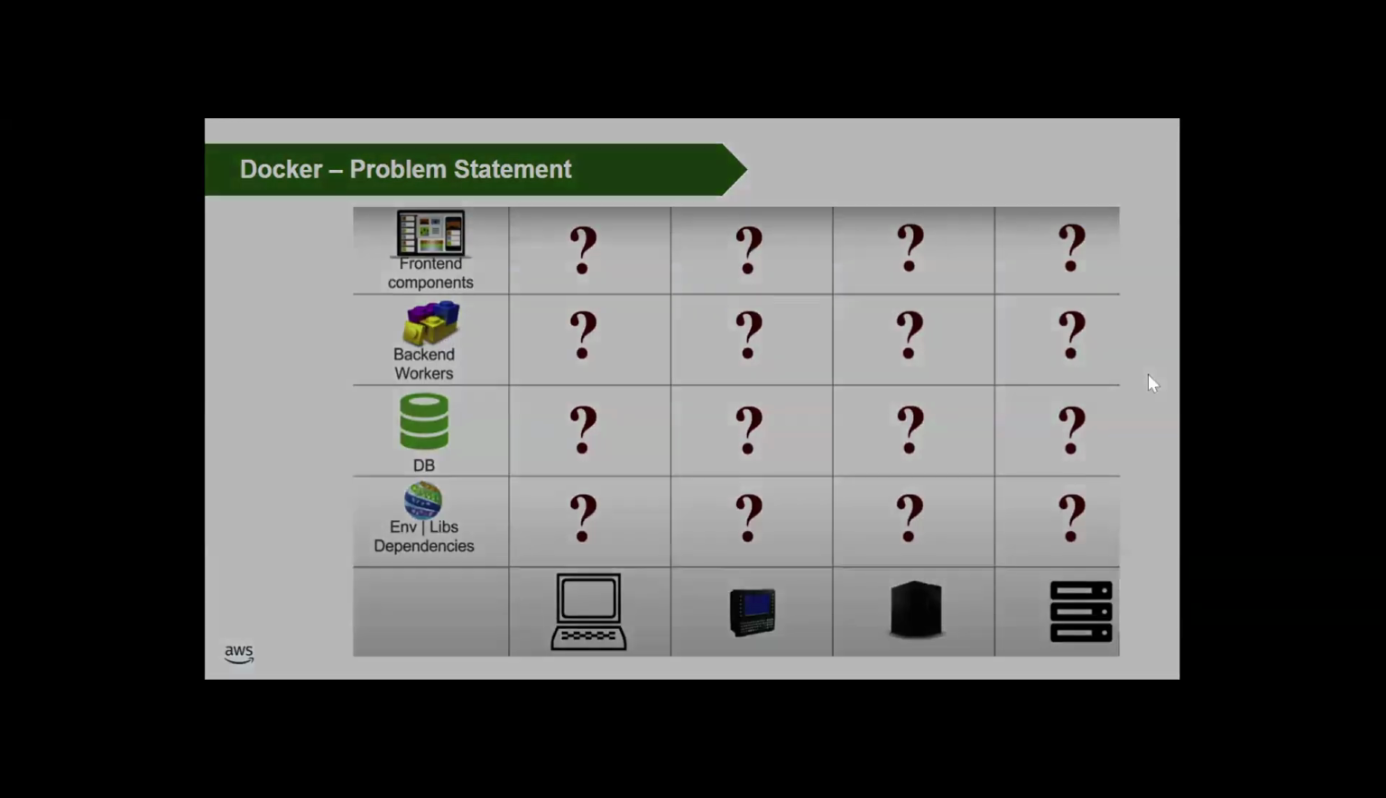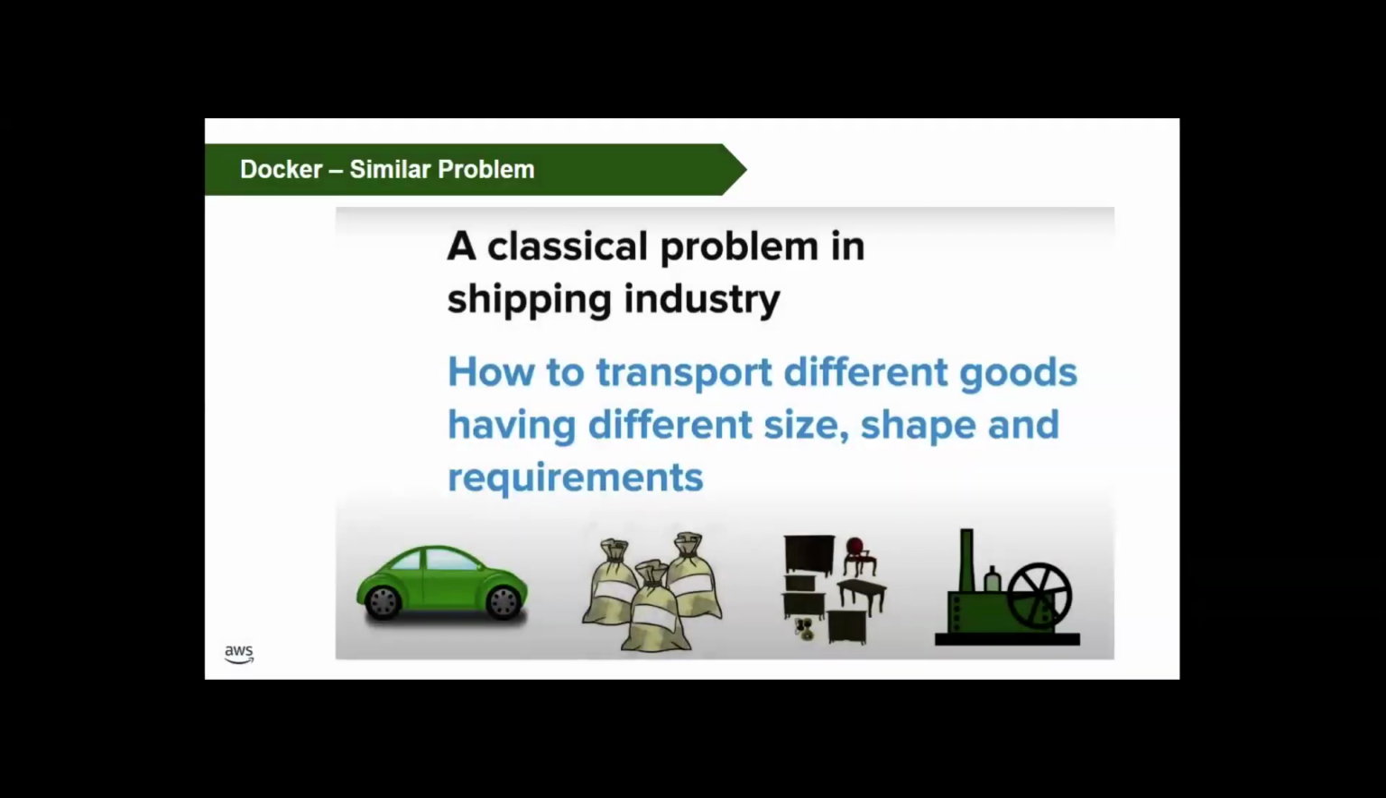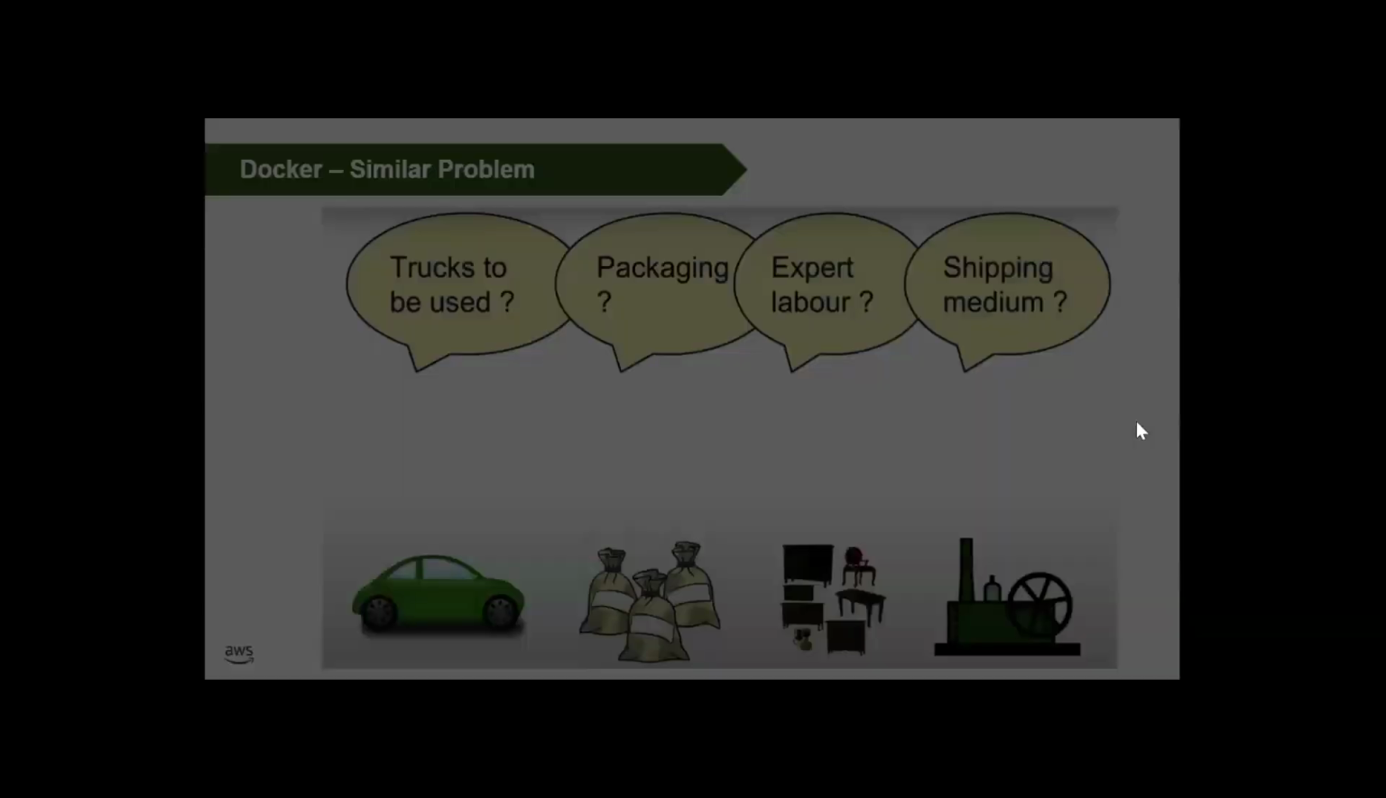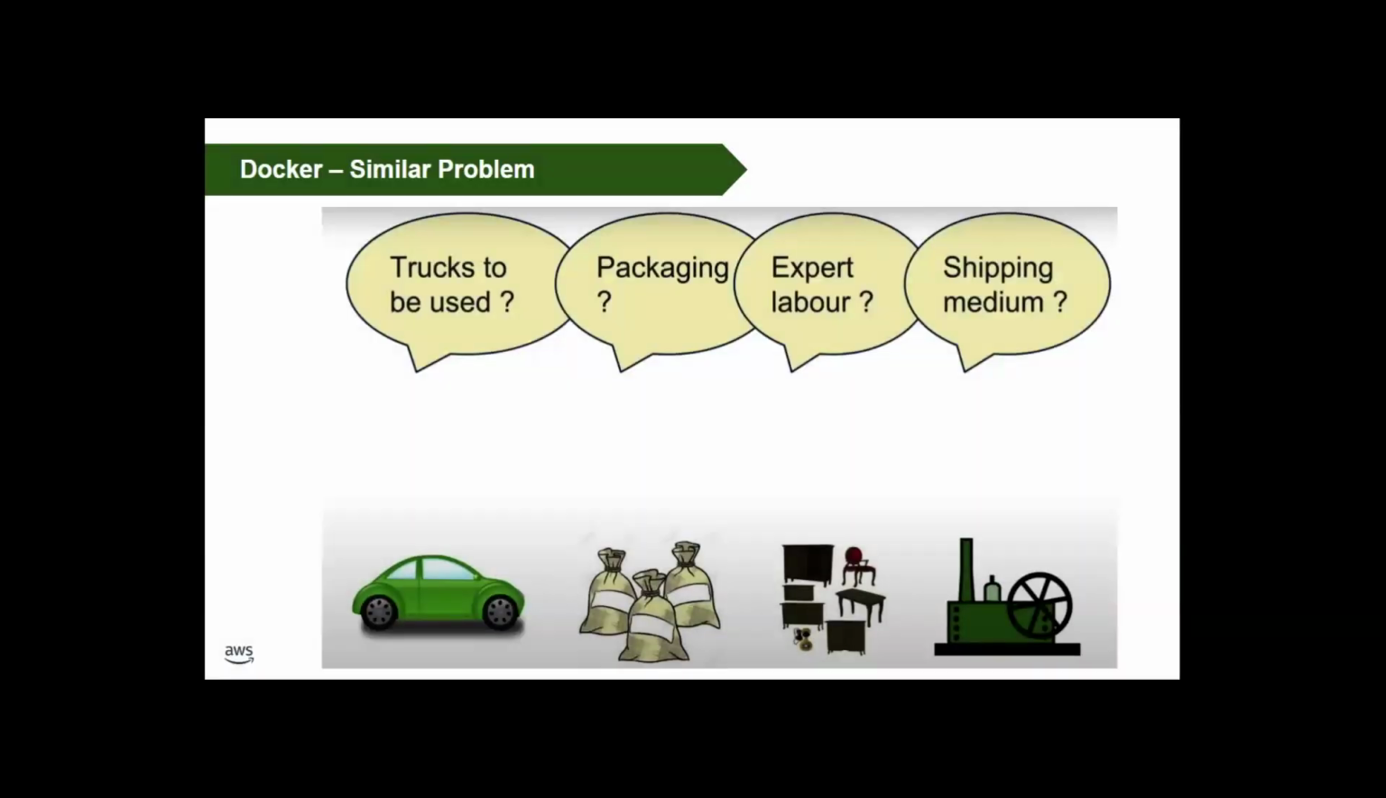Now let us see a similar problem in the shipping industry. They want to transport all these items. They are all different goods, having different sizes, shapes, and different requirements also. I want to transport all of these from one place to another, making sure that no item gets damaged. As you can see, furniture and machinery are also there. They also should not get broken or damaged. Now we can use trucks, proper packaging, expert labor, or any proper shipping medium.